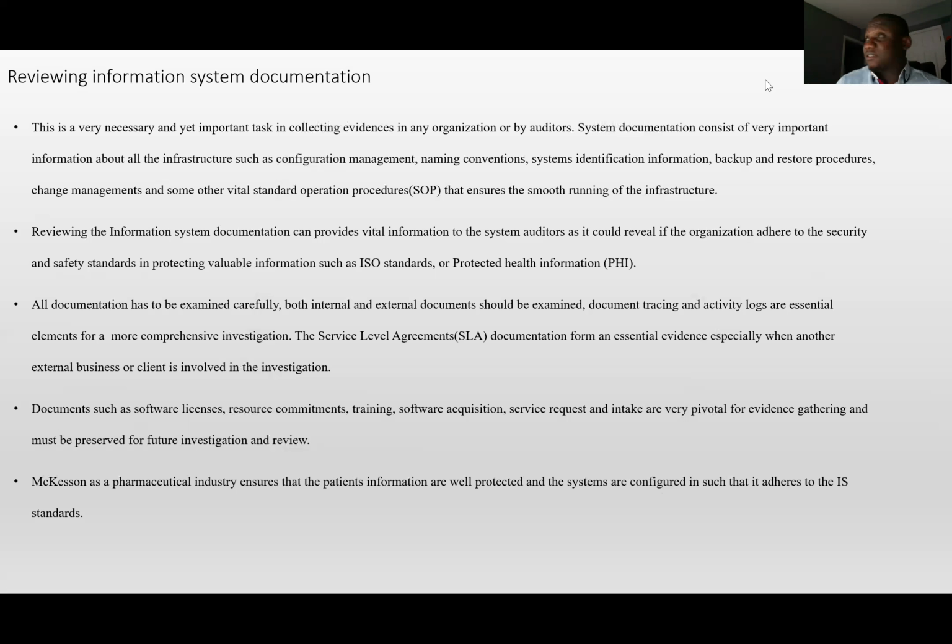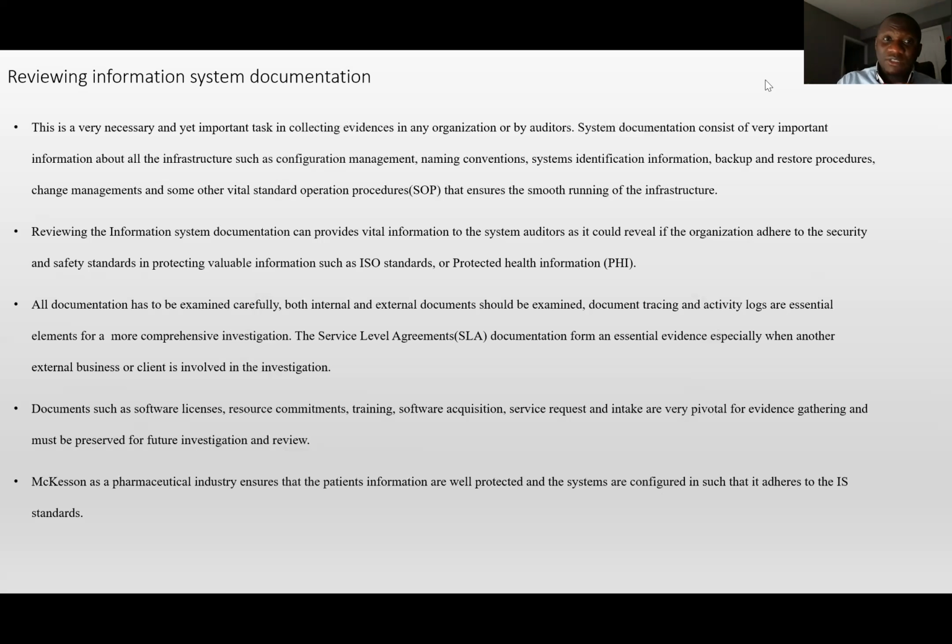Documents such as licenses. McKesson is a very big organization. As a result, we have a lot of systems and that requires licensing. So if there is any issue with the licensing, the best place to look for evidence is to review the license documents that we have with all the clients, and that will give profound information on all the licenses that were acquired, all the licenses that are activated, inactive users, and also the cost of it.